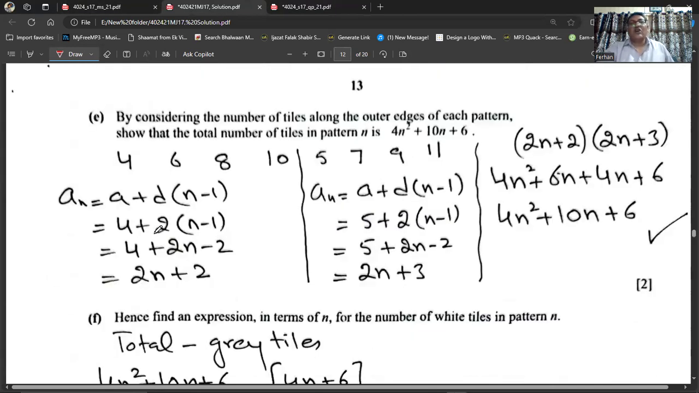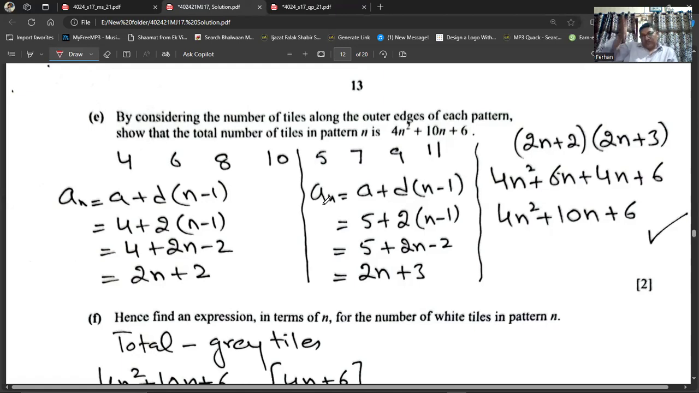Okay. So now you can see in the rows, there are 4, 6, 8, 10. That's the pattern in the number of tiles in the row. So I can find the nth term of this pattern. A plus d bracket n minus 1. The first term is 4. The common difference is 2. So you will have 4 plus 2 bracket n minus 1 bracket close. You will have 4 plus 2n minus 2, and you will have 2n plus 2. So this is the nth term for this pattern.